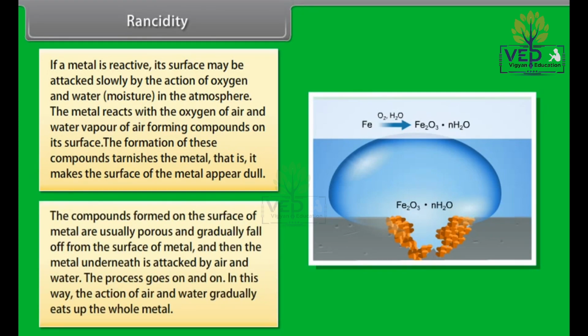The compounds formed on the surface of metal are usually porous and gradually fall off from the surface of metal, and then the metal underneath is attacked by air and water. The process goes on and on. In this way, the action of air and water gradually eats up the whole metal.